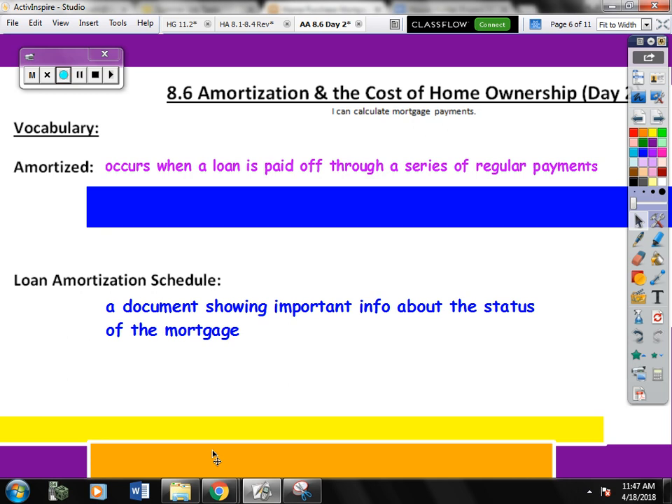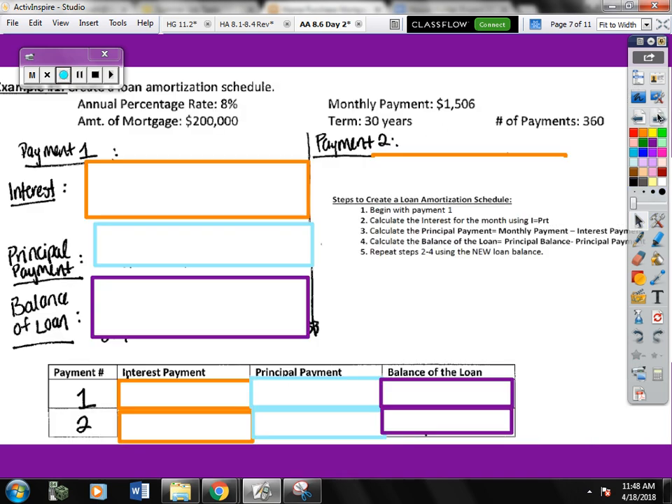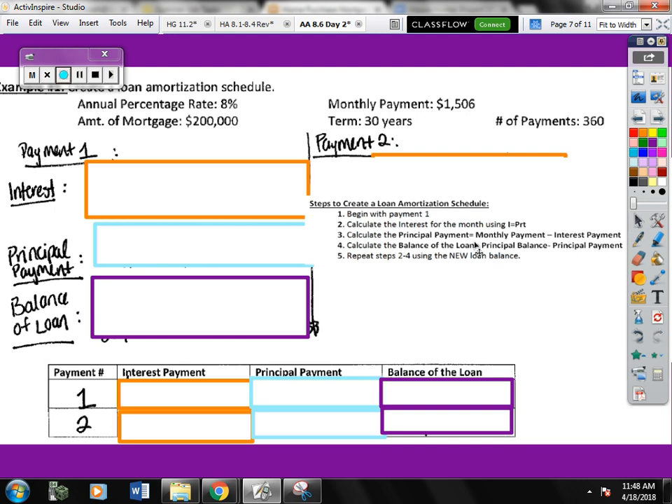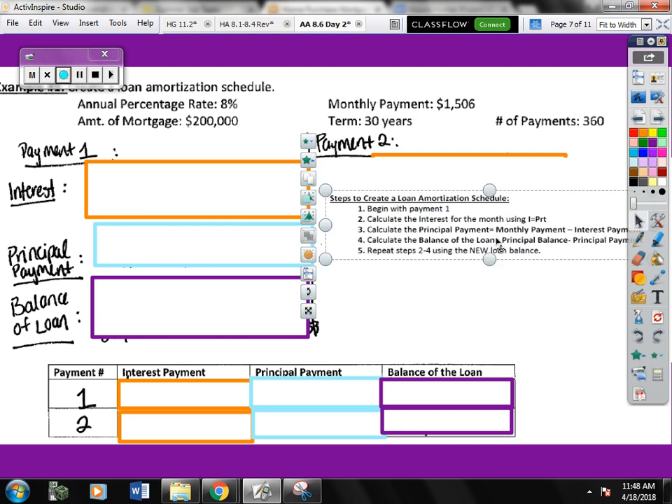Now, you can add some of the formulas from today onto your formula sheet if you desire to. I suggest it. So you're going to see below steps to create an amortization schedule. If you'd like to add those steps to your formula sheet, you are welcome to do so, because that will help you when you get to your quiz on Monday to remind you how to do the amortization schedule. Okay? So the steps are right at the top.